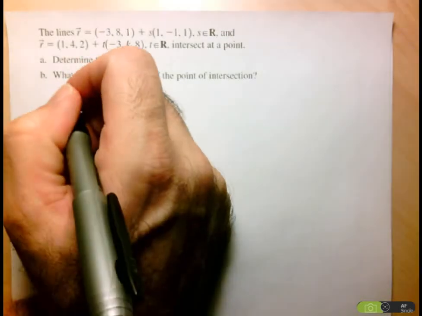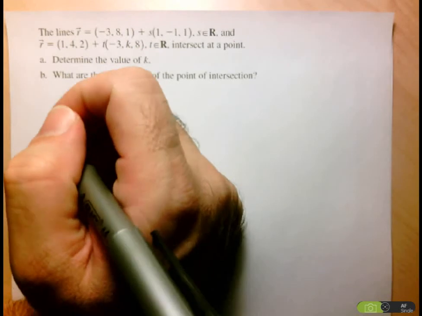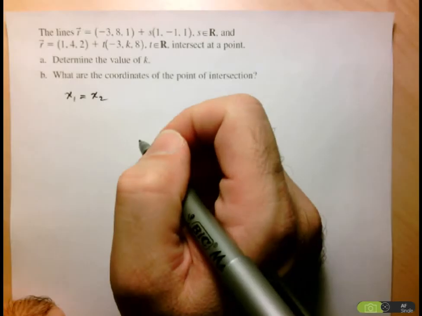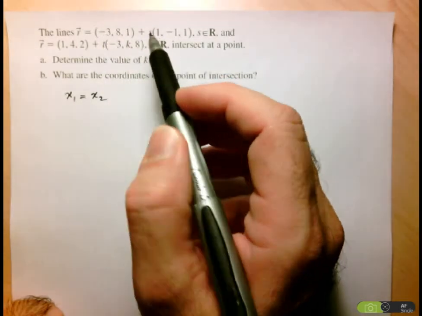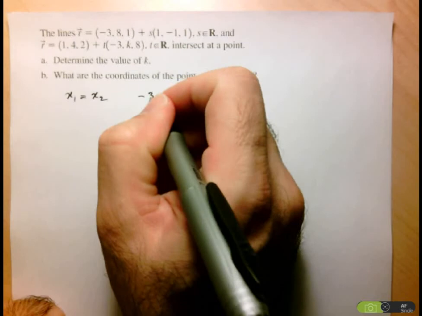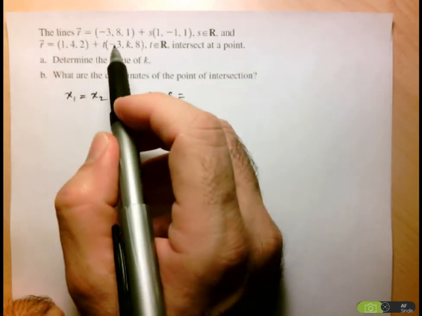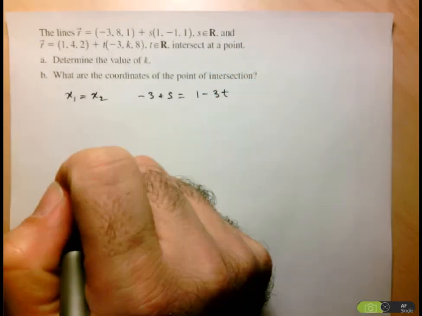So we know that we need an x component from the first equation that has to be equal to an x component from the second equation. So from there, we create the equation -3 plus 1s. So -3 plus s has to be equal to 1 plus -3t. So 1 minus 3t.